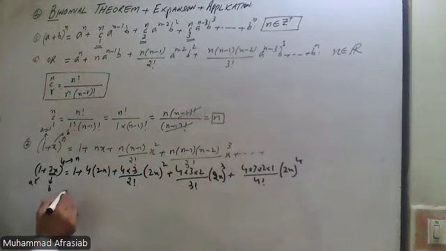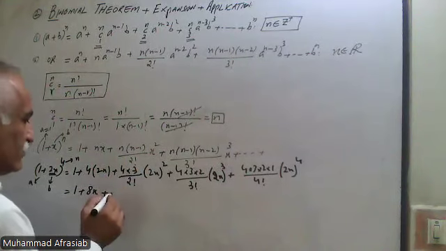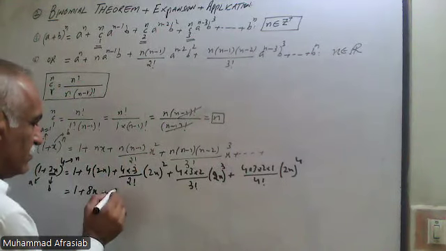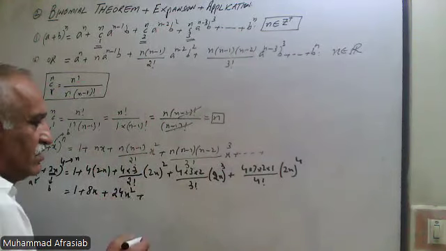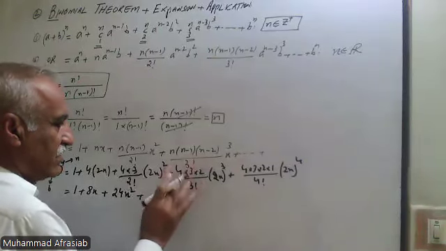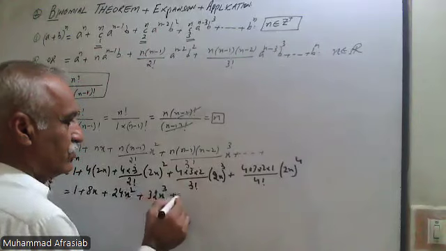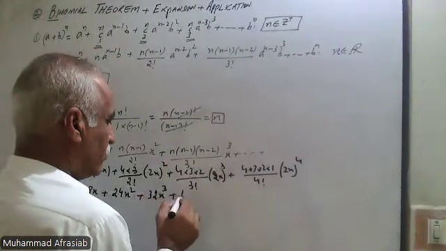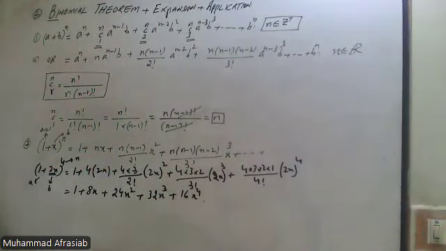which is equal to 1 + 8x, 4 threes are 12 over 2, 6 into 4, so that is 24x square, plus 4 into 4, 3, 2 and 3 factorial, 6 cancels out, 4 eights are 32x cube. This and this cancel out, so it should be equal to 16x^4. So this is the first application with the simplest form, in the form of (1 + x)^n.